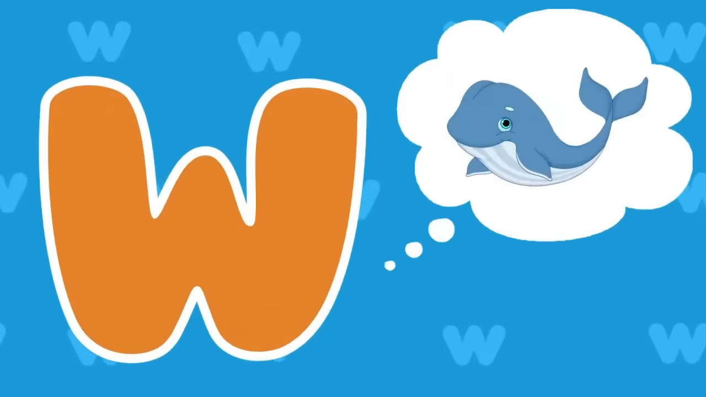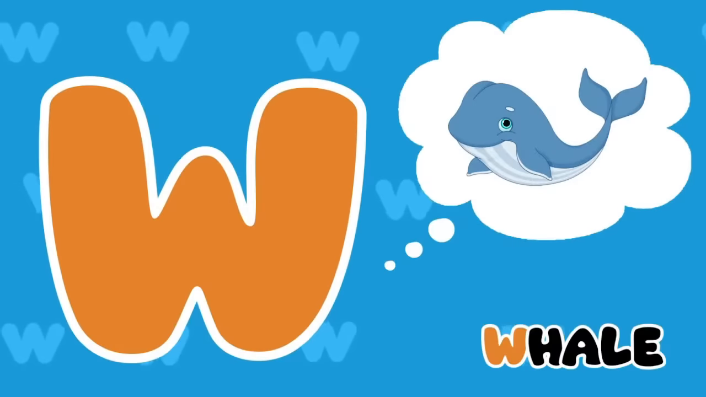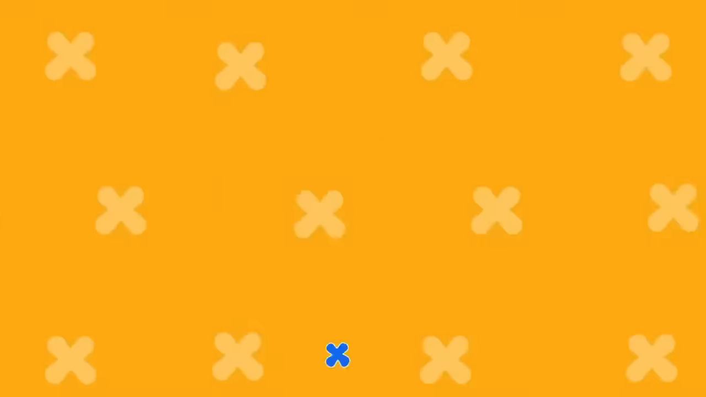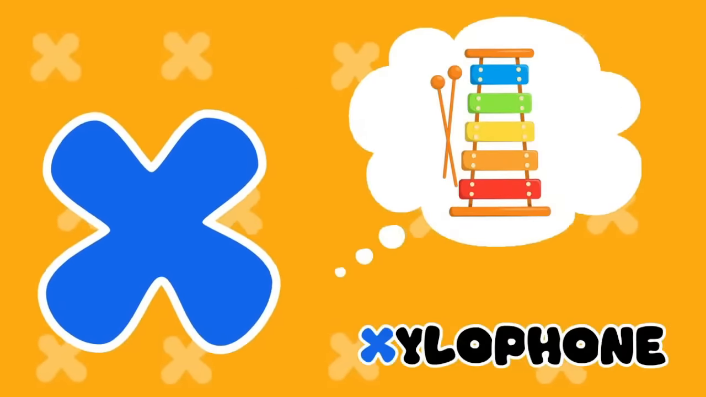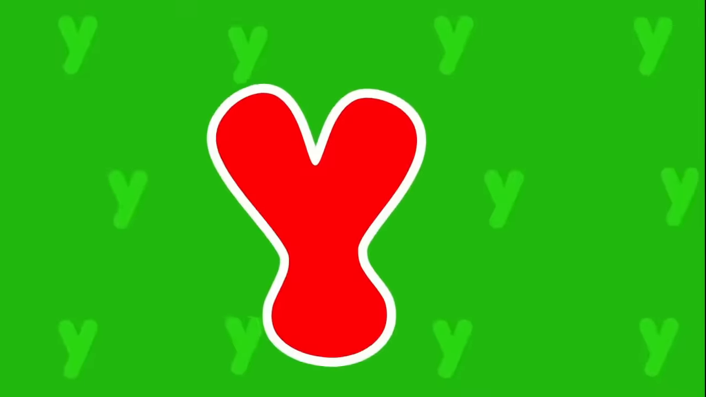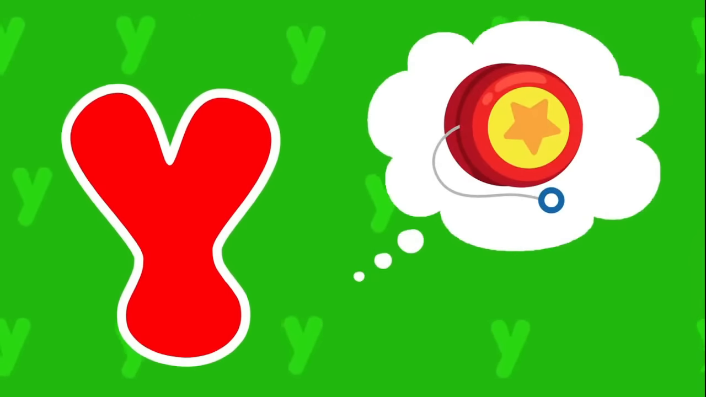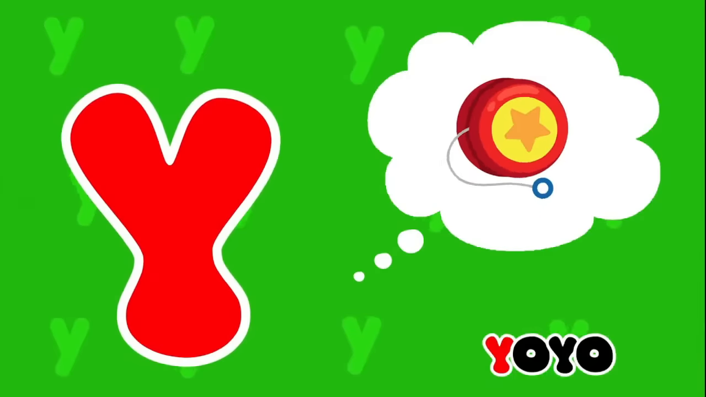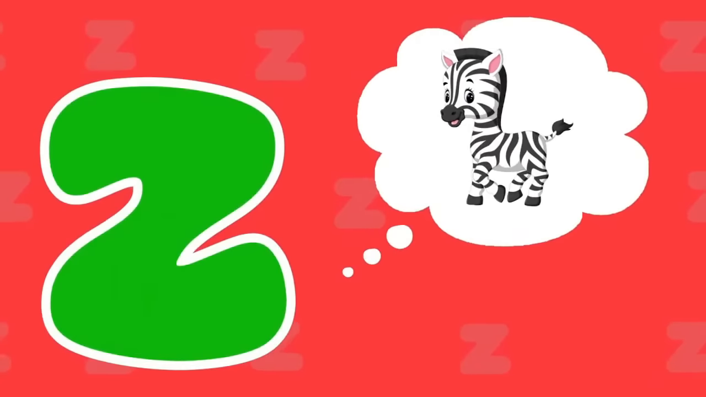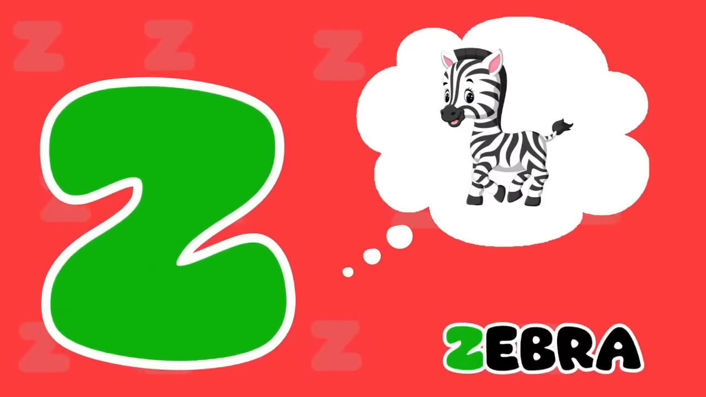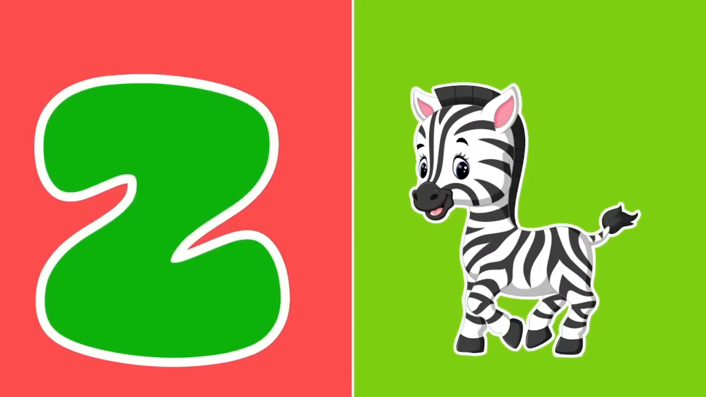W is for whale. W, w, whale, W, whale. X is for xylophone. Z, z, xylophone, X, xylophone. Y is for yo-yo. Y, yo-yo. Z is for zebra. Z, z, zebra, Z, zebra.